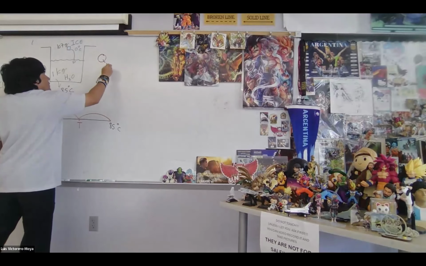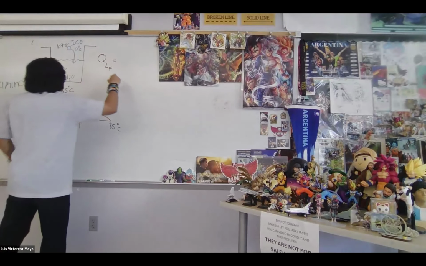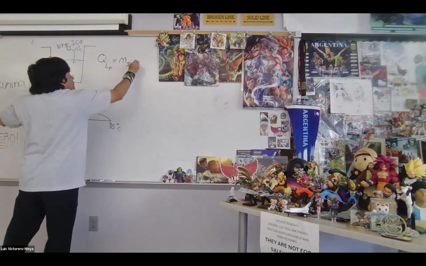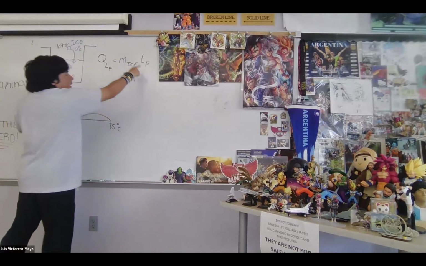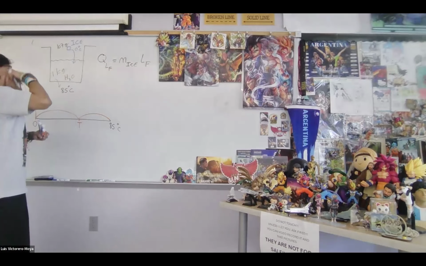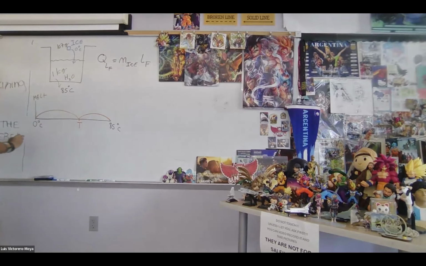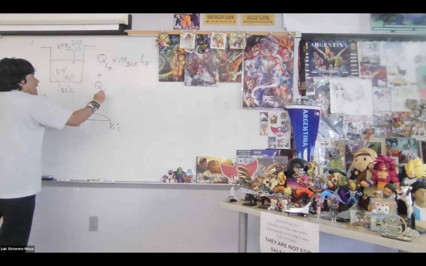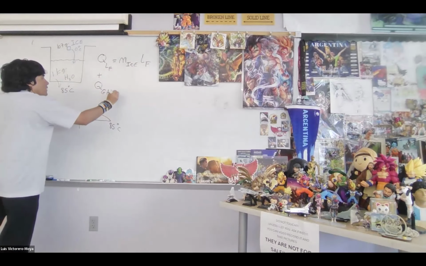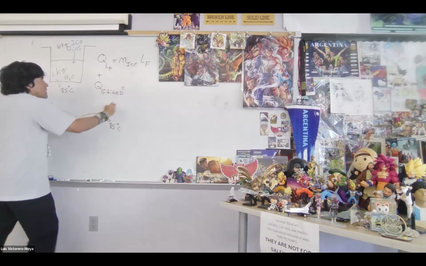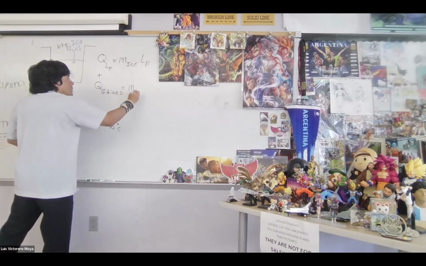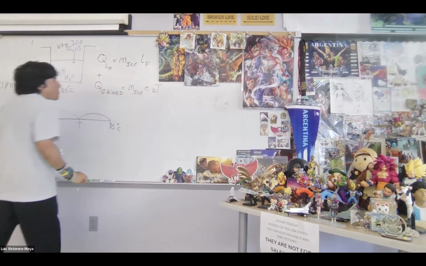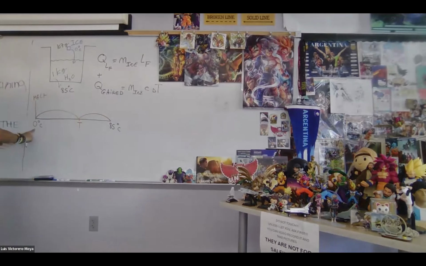Q_LF for ice is M of ice times LF. That LF is in the previous problem. Then you have to add the heat gained by raising the temperature. That's just M of ice, little c, change of temperature, T minus 0.